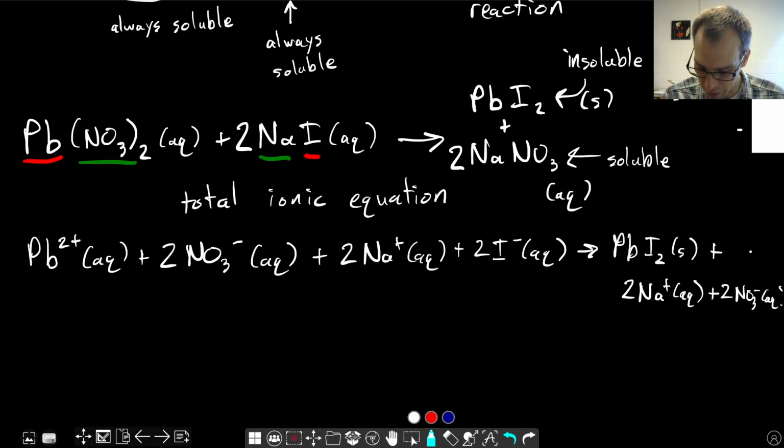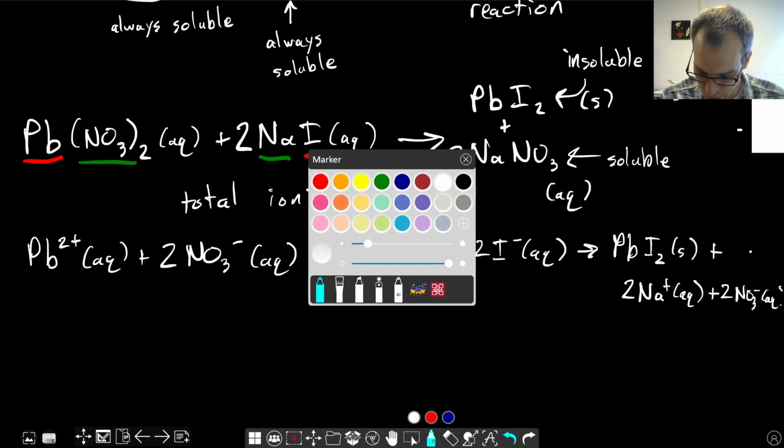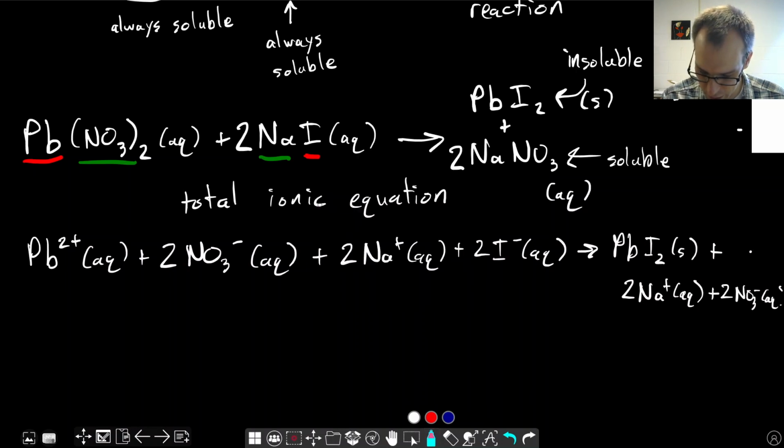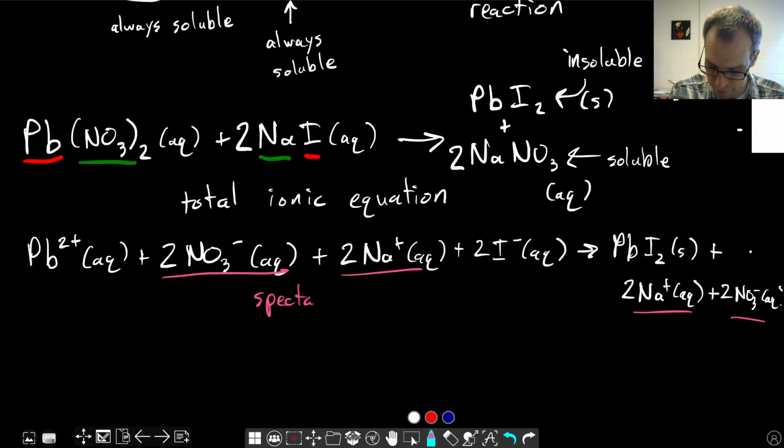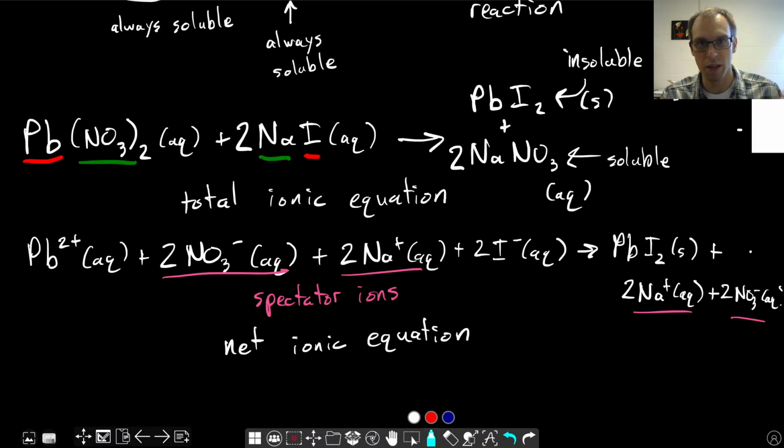And now we can identify our spectator ions. Let's use pink. So we see here that our sodium and our nitrate are the same on both sides of the equation. So these are our spectator ions, which means that we can eliminate those from the reaction equation when we write the net ionic equation. Because they just stay soluble the whole time, they are just sitting around and don't participate in the reaction.